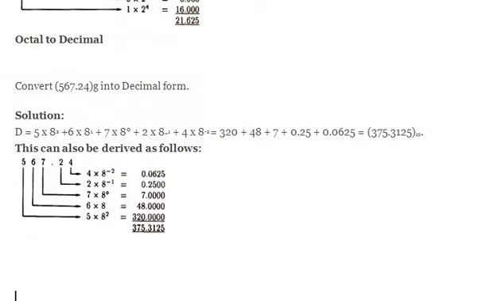Similarly, octal to decimal. The one before the decimal point: 8 power 0, 8 power 1, 8 power 2, right to left. The one after the decimal point, that is 2, 4: left to right, 8 power minus 1 and 8 power minus 2.